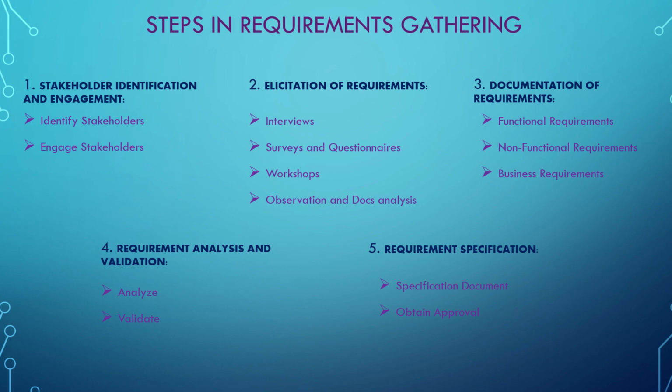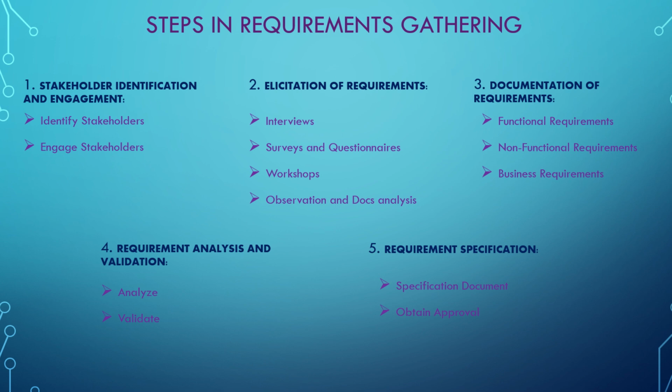3. Documentation of requirements. Functional requirements define what the system should do. This includes specific behaviors, functions, and features. Examples include user authentication, data entry forms, and report generation.